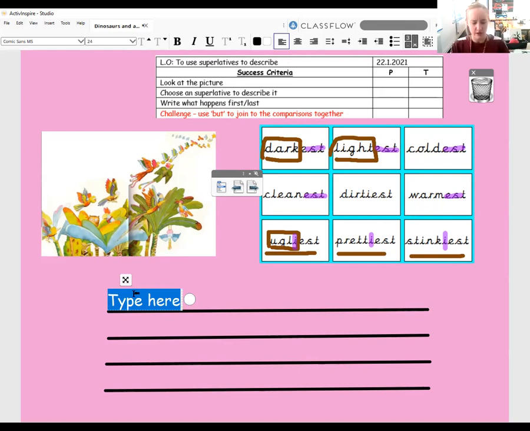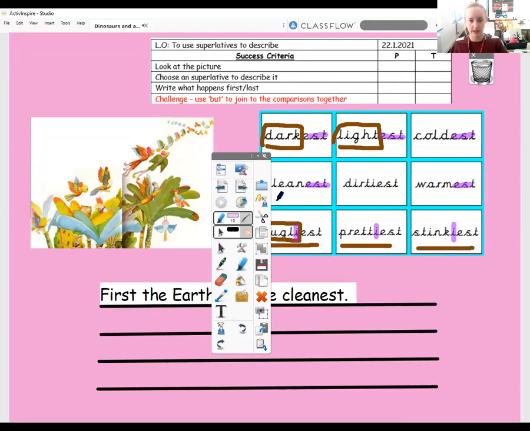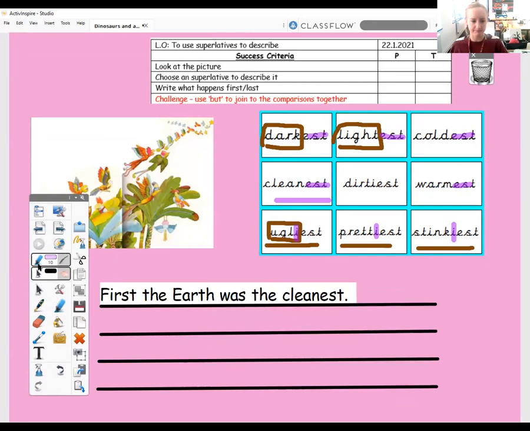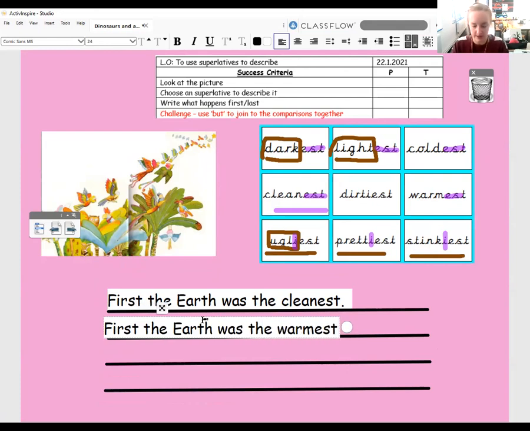I'm going to say first. So if we spell first, first, so I've got first, so first the earth was the cleanest. Great. So here, look, I've used the word cleanest off my word map. What else could I have? First, the earth was the cleanest. I'll write a different one first. What else could I have? Let me have a look at my word map. First, the earth was the warmest. Yeah, first, the earth was the warmest.